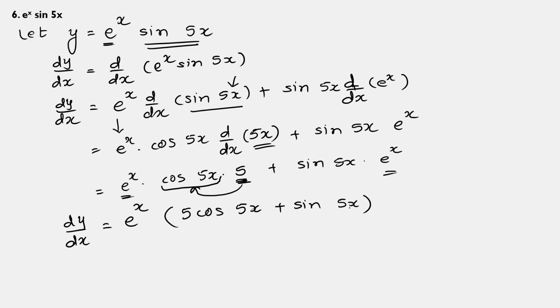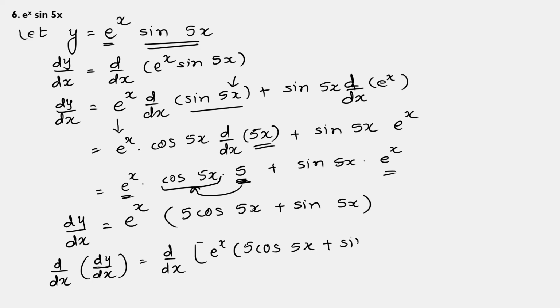But since we have to find out second order derivative, let us do differentiating both sides with respect to x. D by dx will be on both sides. I can see that this is again product wala part. This is first quantity, this one is second quantity. Left side, we know it is d2y by dx2. Right side we are going to use the product rule. You have to be careful now onwards.